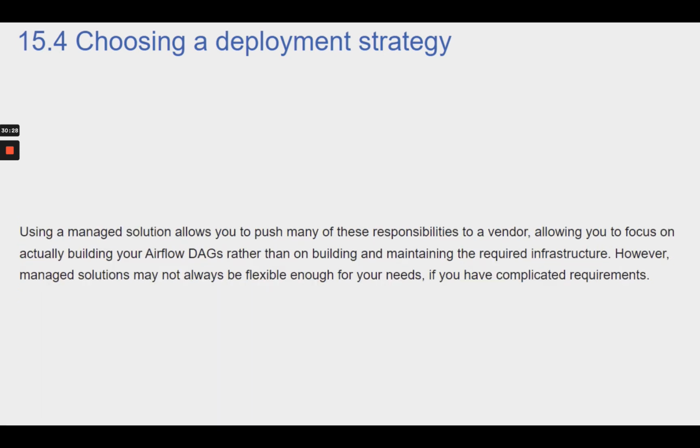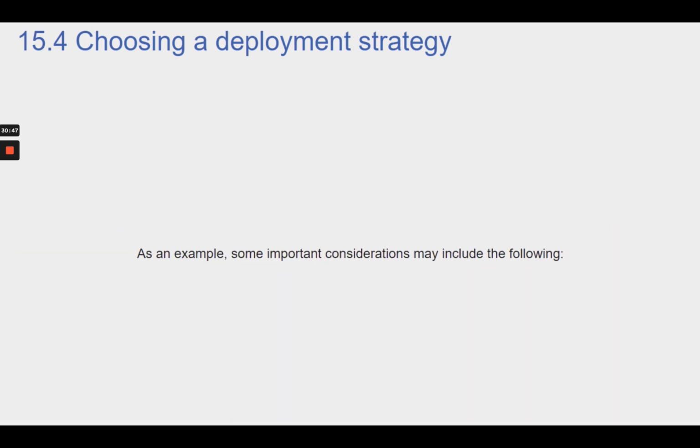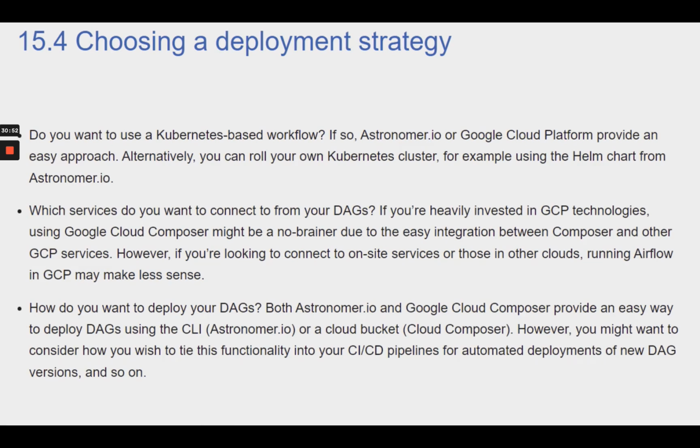Using a managed solution allows you to push many of these responsibilities to a vendor, allowing you to focus on actually building your Airflow DAGs rather than on building and maintaining the required infrastructure. However, managed solutions may not always be flexible enough for your needs if you have complicated requirements. As an example, some important considerations may include the following. Do you want to use a Kubernetes-based workflow? If so, Astronomer.io or Google Cloud Platform provide an easy approach. Alternatively, you can roll your own Kubernetes cluster, for example, using the Helm chart from Astronomer.io.